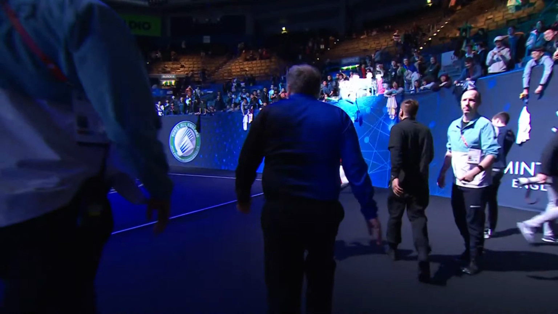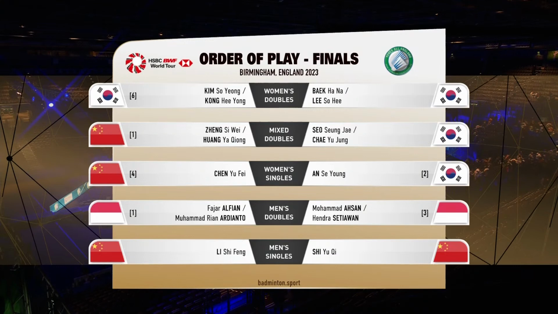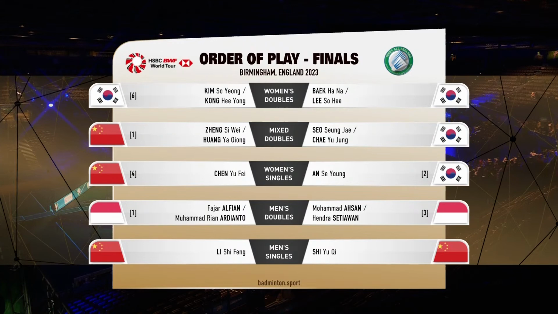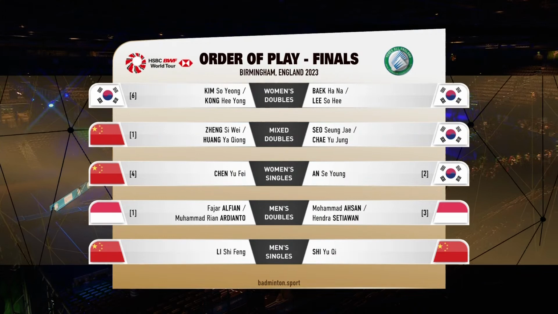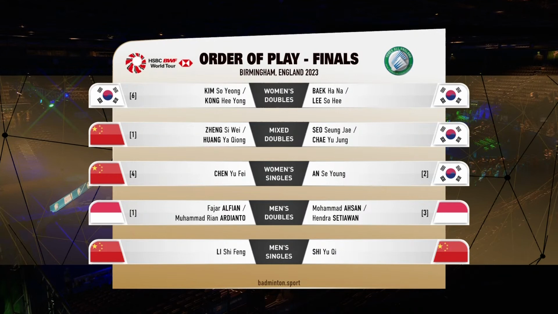Well, that concludes the semi-finals for today, and we know the order of play for tomorrow, and we're going to be starting with women's doubles. It's an all-Korean affair, and Kim and Kong, the World Championship silver medalists and Olympic bronze medalists, take on Baek Ha-na and Lee So-hee, who are looking for a second title in two consecutive weeks. Then it's mixed doubles, and Zheng Siwei and Huang Yaqiong, former All-England champions and reigning and three-time world champions, take on the two left-handers from Korea, Seo Seung-jae and Chae Yu-jung.